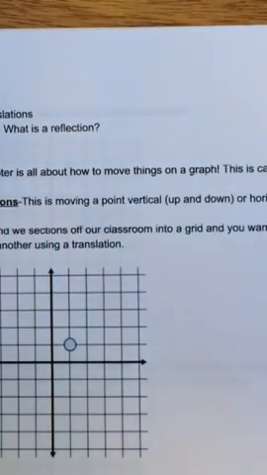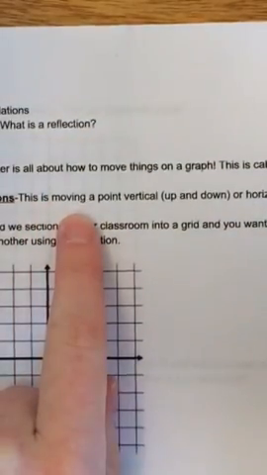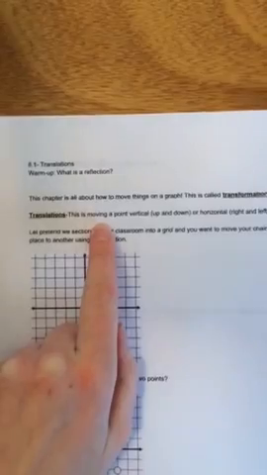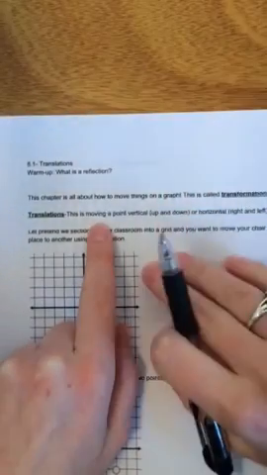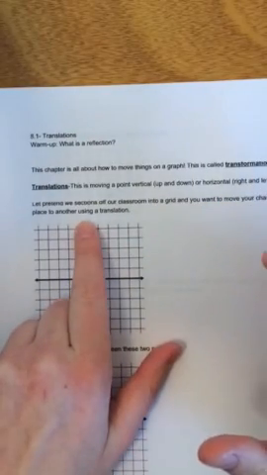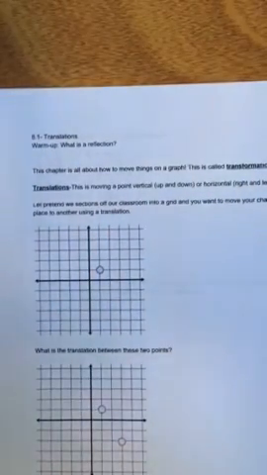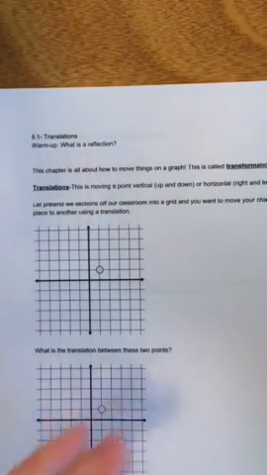So again, this chapter is about transformations. Today we're going to do translations, and this is moving a point, or shape, depending, vertical or horizontal. Remember, vertical is up and down, horizontal is left and right. Let's pretend we sectioned off our classroom into a grid, and you have to move your chair from one point to another using translation.